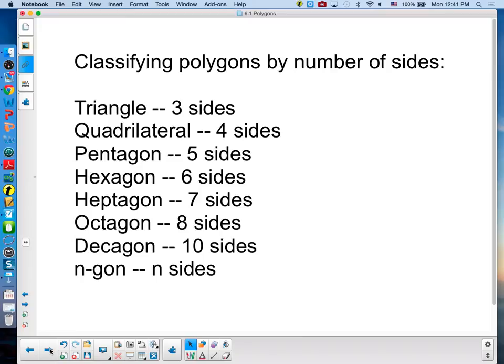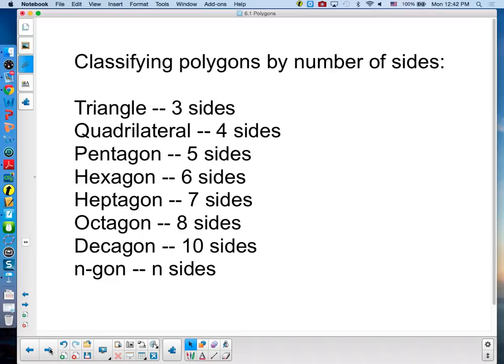Okay, classifying the polygon. Classifying is different than naming. Naming, we're listing like A, B, C, D, E. But classifying is using the specific polygon name for how many sides it has. Some of these you probably know. There are others you're going to need to work on. You need to know all these. So a triangle is a polygon with 3 sides. That would be the definition of a triangle.